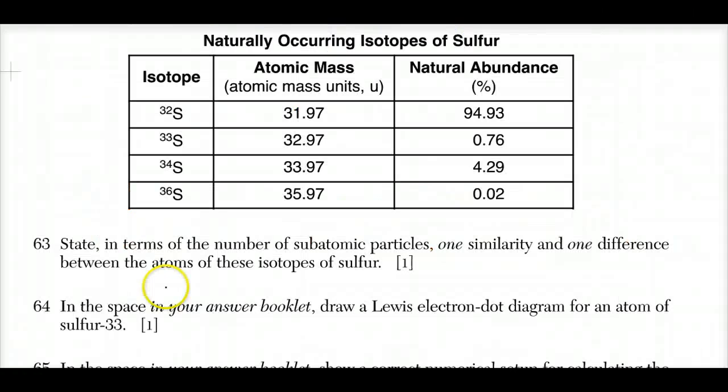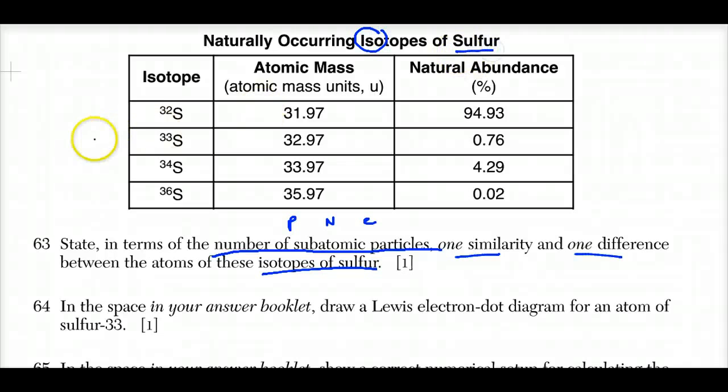Number 63. State in terms of the number of subatomic particles. They want you to answer in terms of subatomic particles, which we have 3 in this course: protons, neutrons, and electrons. One similarity and one difference between these isotopes of sulfur. Well, you should know iso means same, and they're all sulfur. And what makes sulfur special is its atomic number is 16. Now, if you didn't know that, you'd go to the reference table. It's the bottom number. They don't put the 16 here because it's implied. Why is it implied? Because we're using the S symbol, right? So if you have S, you don't need it.